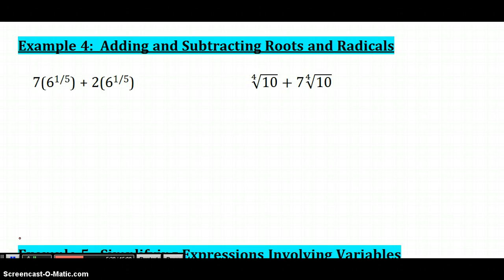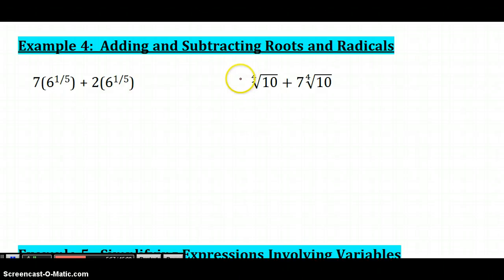So now we're going to add and subtract these roots and radicals. And I'm actually going to start over here with this example. The only time you can add or subtract is if you have like radicals. So that means that the index is the same and the radicand, or the number underneath, is the same. So here we have the 4th root of 10 plus 7 4th root of 10. Since they both have the same index, 4, and the same radicand, 10, we can add them.